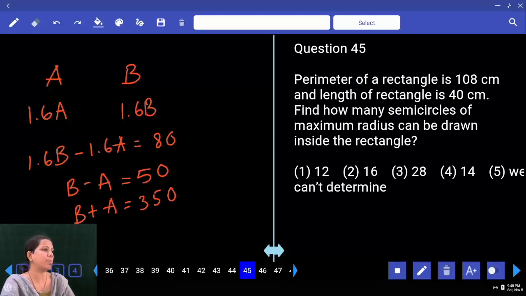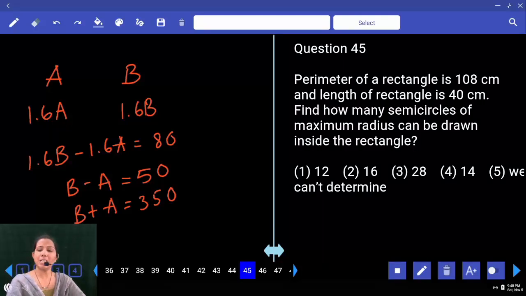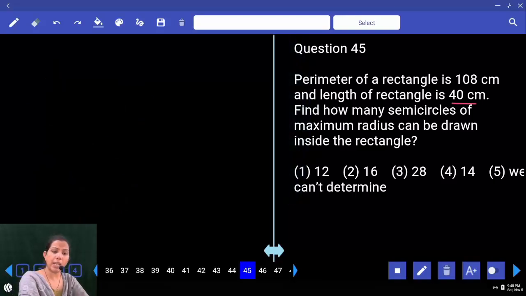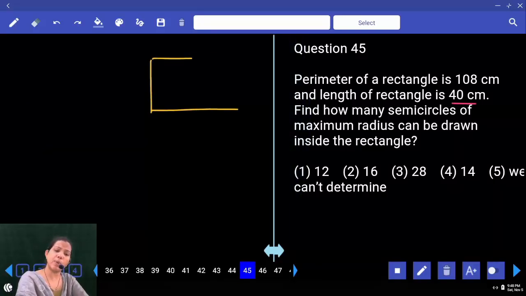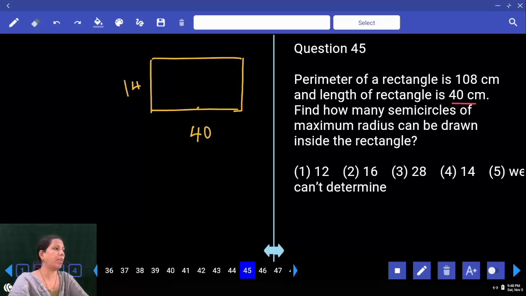Then what is L plus B value? 54. What is length of the rectangle value? 40. Then breadth of the rectangle is equal to how much? 14, length is equal to 40. Suppose by using the length of the rectangle, can we draw semicircle or not?